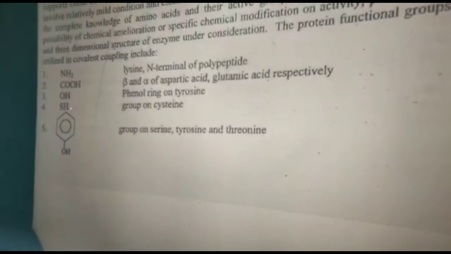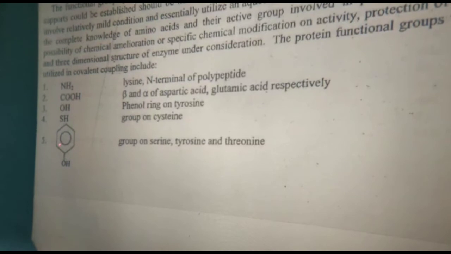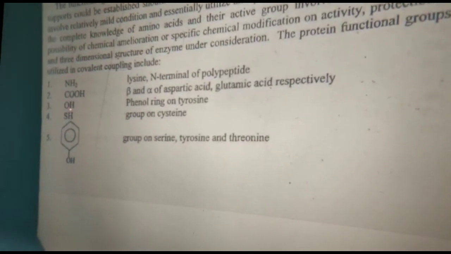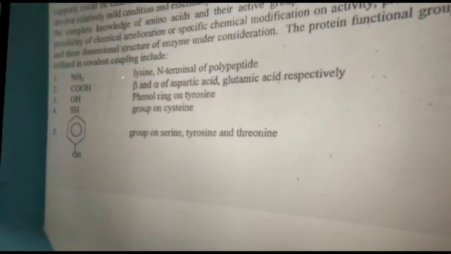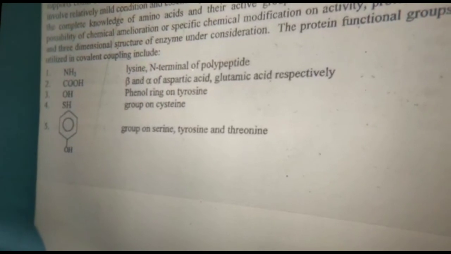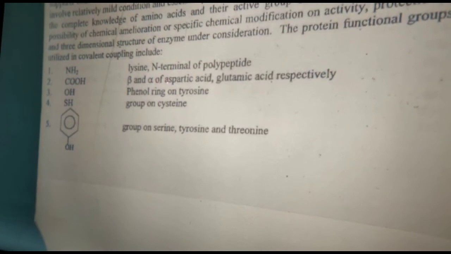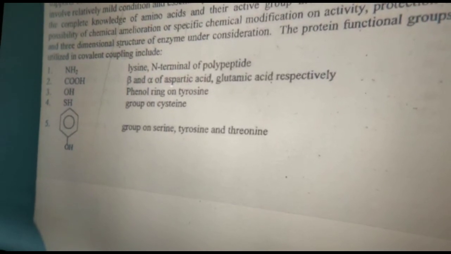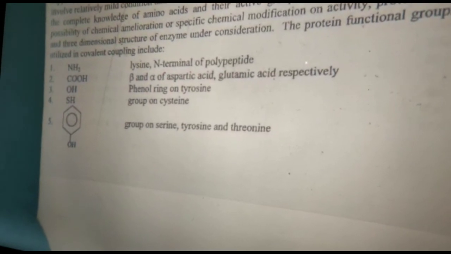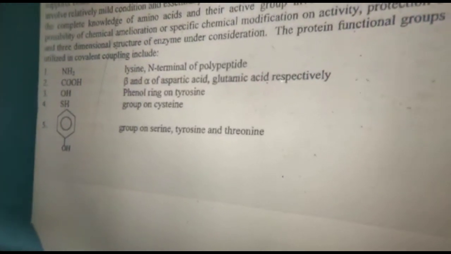You can use the sulfhydryl group, and the phenolic component could also be used in that respect. Under NH2, if you could see in here, the lysine is the most important, and the N-terminal of the polypeptide chain could be used. Then the beta and alpha carboxyl of aspartic acid, an acidic amino acid which contains two acidic groups, and the glutamic acid respectively. Again, glutamic acid is an acidic amino acid, and it also contains two acidic groups.